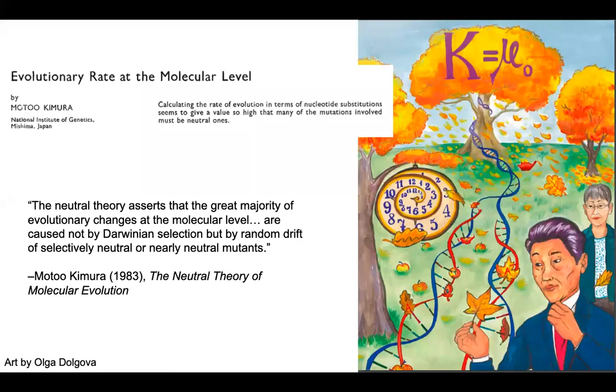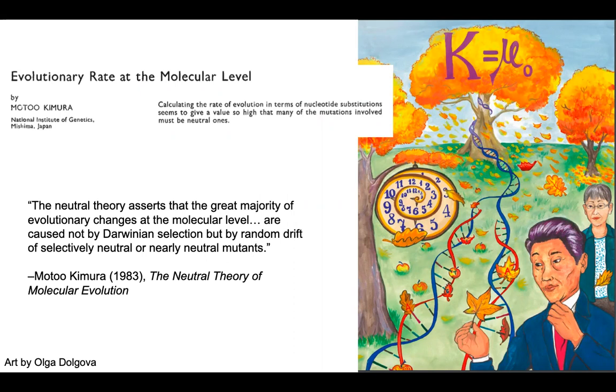In 1968, famed Japanese population geneticist Moto Kimura published a short two-page paper in the journal Nature under the unassuming title Evolutionary Rate at the Molecular Level. In this paper, he made the radical claim that the observed substitution rates in natural systems appeared to be so high that most of the mutations involved must be neutral ones.